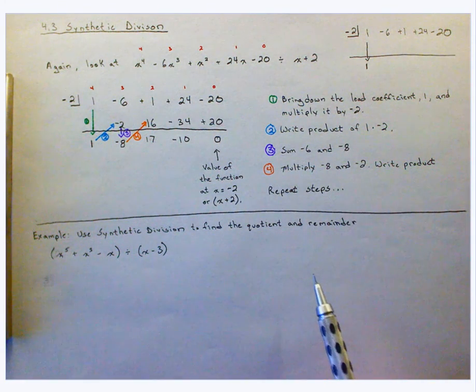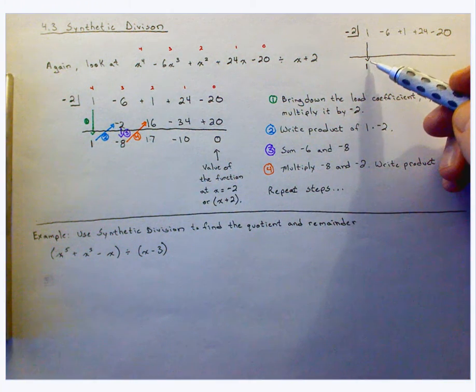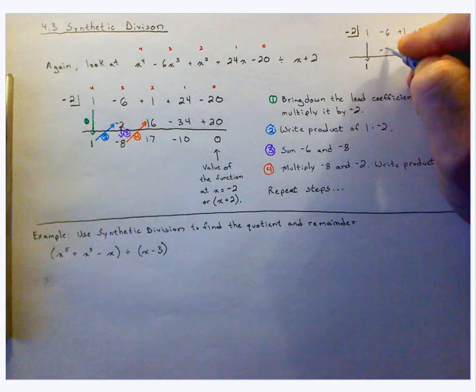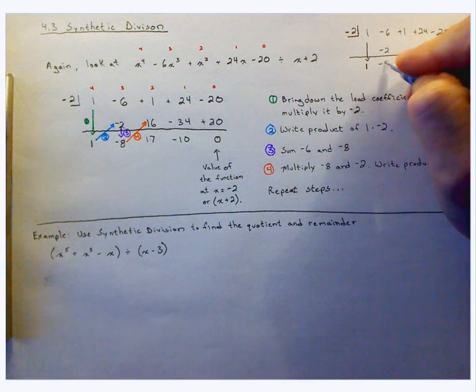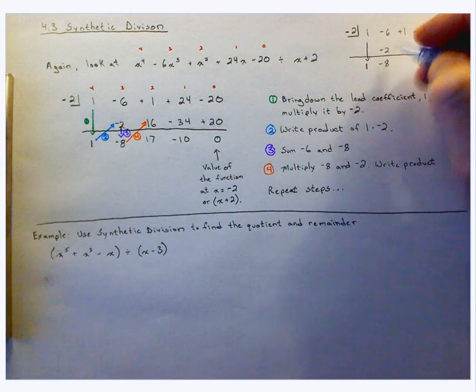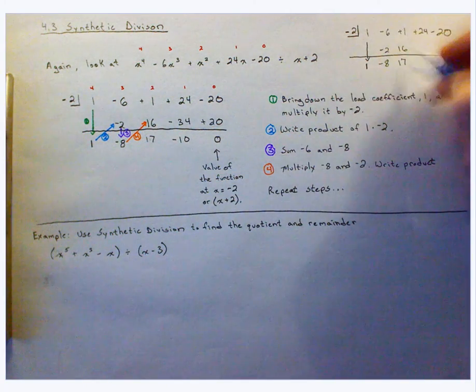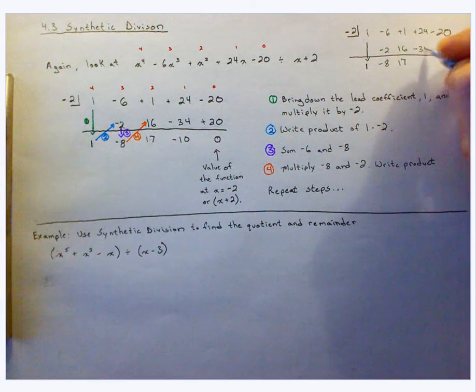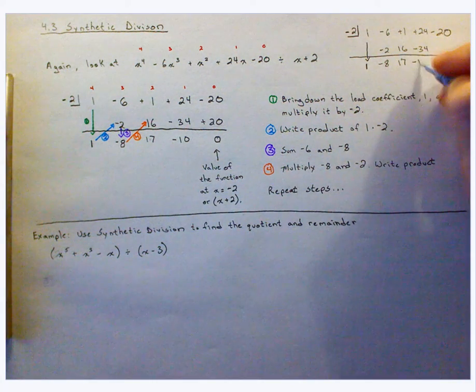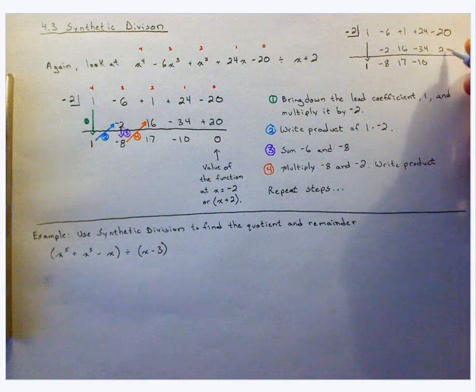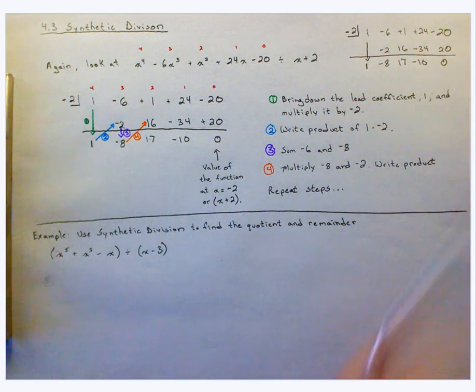So, that is synthetic division. What I'm going to do up here is I will work it again, what we just did. So I say a negative 2 times 1, that's a negative 2. Add them together. Negative 8. Negative 2 times a negative 8, 16. Add them together. Negative 2 times 17, negative 34. Add them together. Negative 2 times a negative 10, 20. Add them together. That is synthetic division.